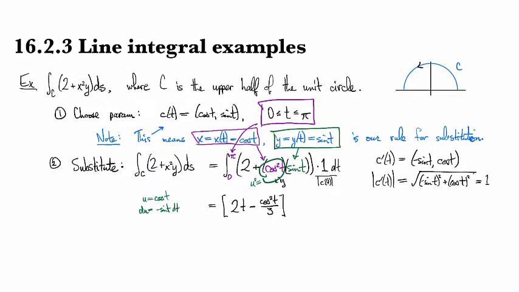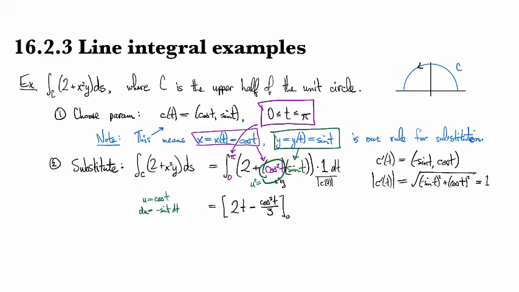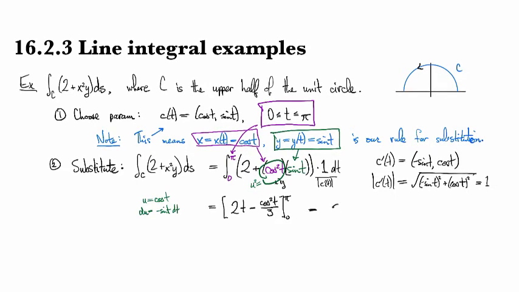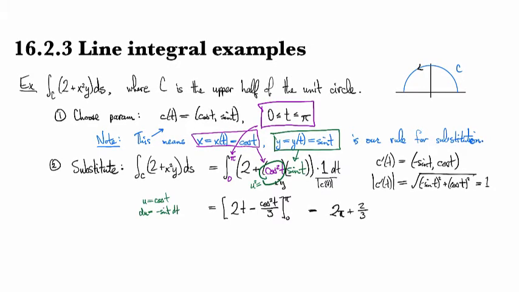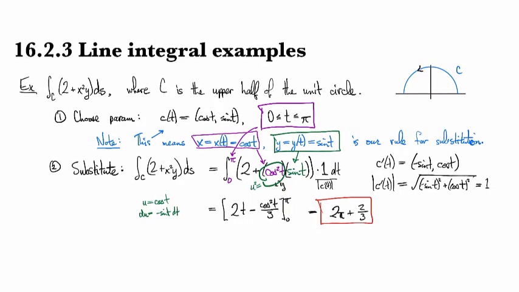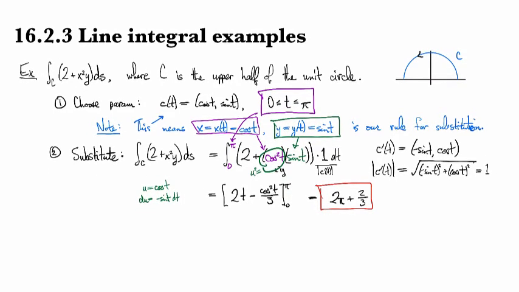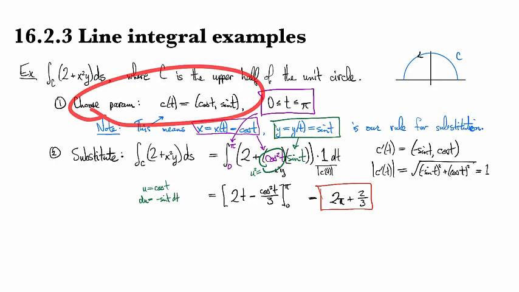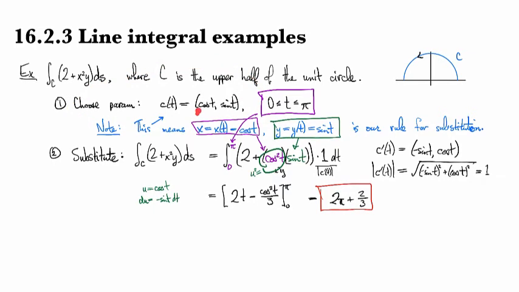So that's going to be from 0 to pi, and then when we evaluate that, we get 2 pi plus 2/3. Okay, there you go. That is our first line integral. So not much to it. You just got to remember this idea that first you set up your parameterization, and then you use that as your rule for this is my x and this is my y.